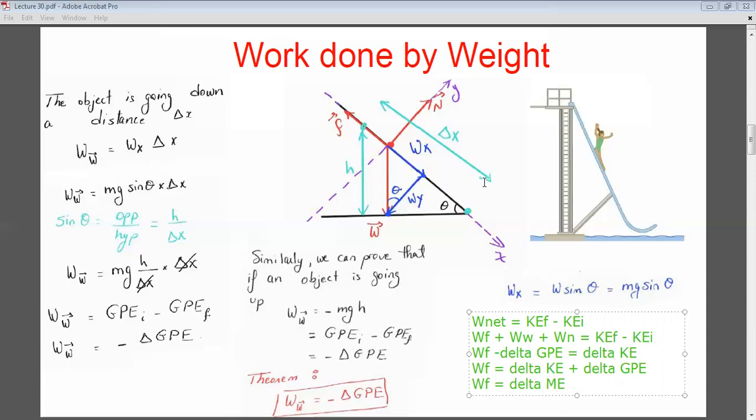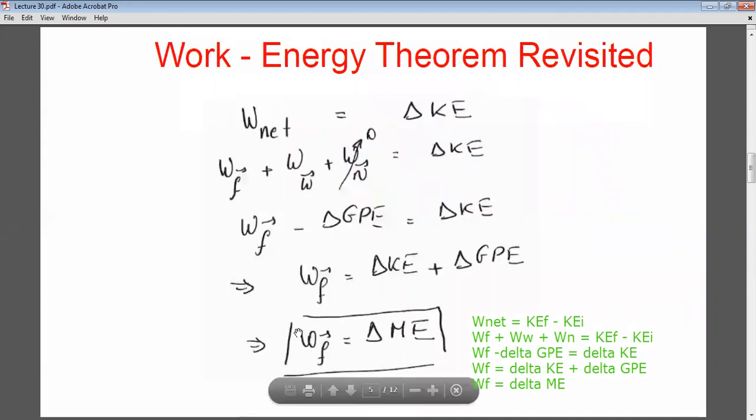Okay, so now we have this new formula. If there is change in altitude, work done by friction will be delta mechanical energy. Even if there is no change in altitude, this is also the case, okay? Work done by friction from now on is delta mechanical energy, or W net is delta kinetic energy.